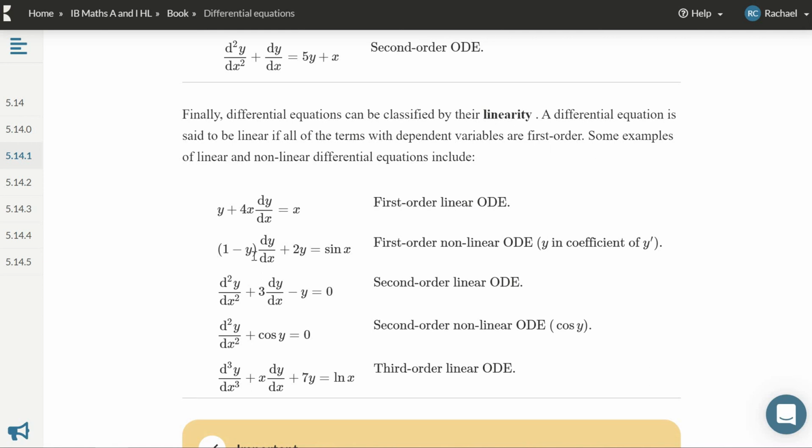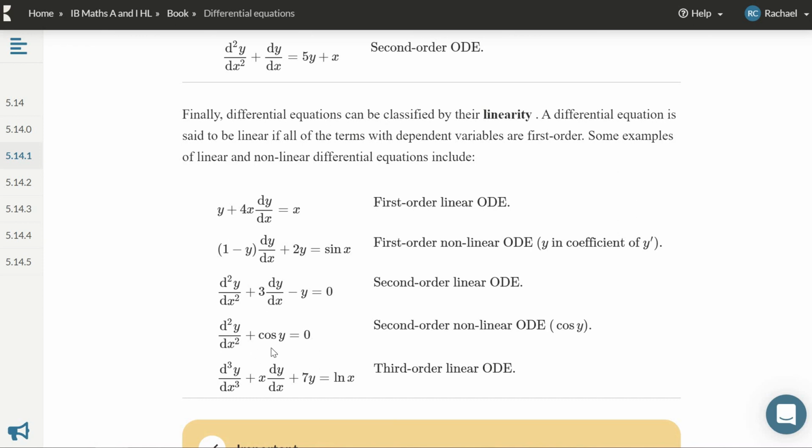So you're eventually going to have to do some manipulation, and your solution is probably going to be non-linear. Here this is second order as mentioned, and it's linear because there's no multiplication going on with the y. There's no coefficient in front of the y, the dependent variable.